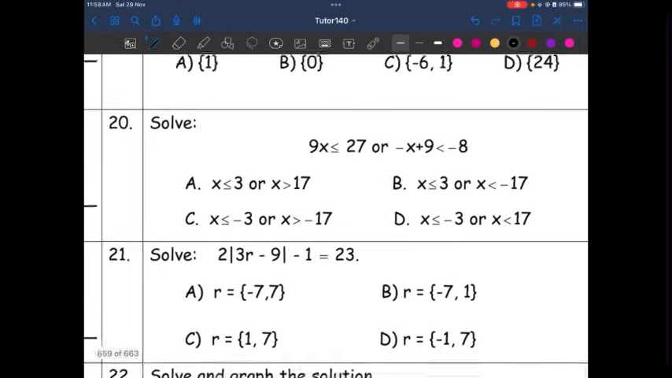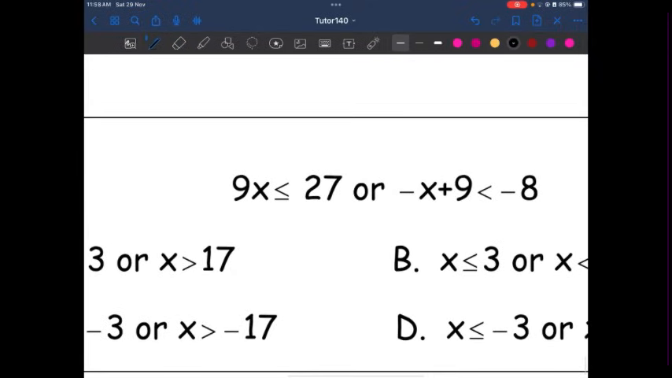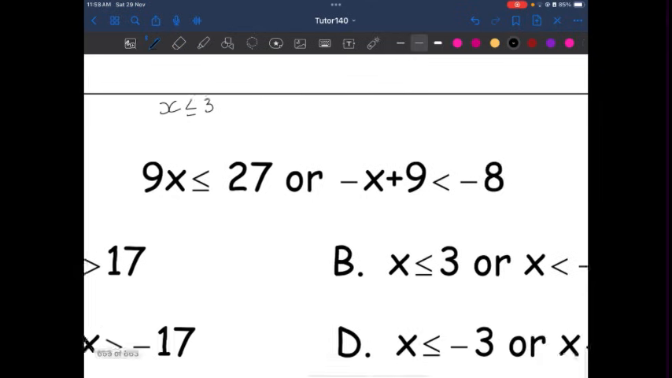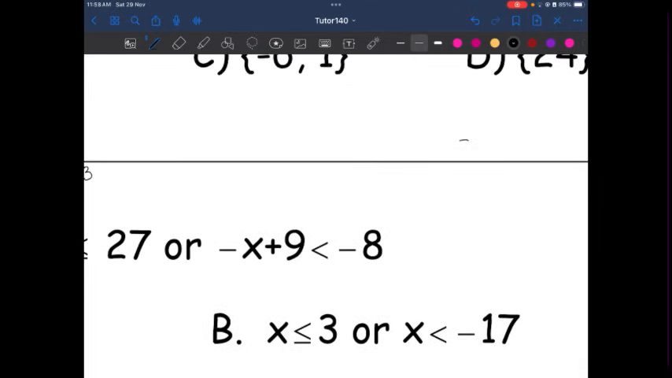Solve. Okay, so we deal with these inequalities. It's almost like transposing. So for this one, we're just going to divide both sides by 9. And when we do that, it would just be x is less than or equal to 3, because 27 divided by 9 is 3. This one, we have to do a little more than transpose.